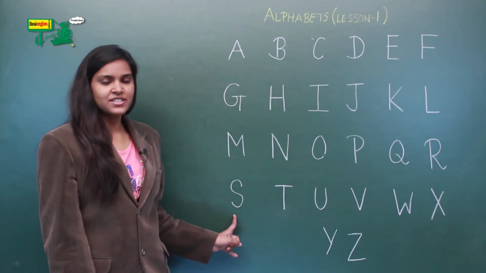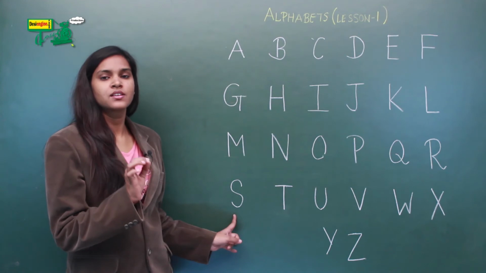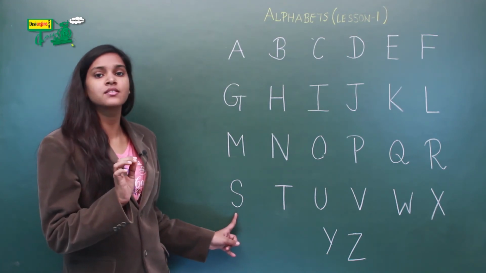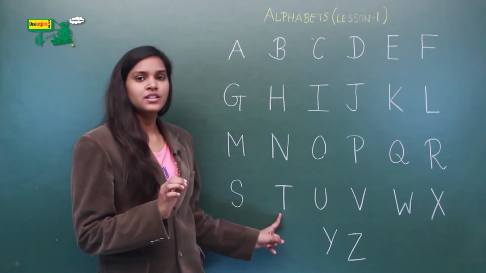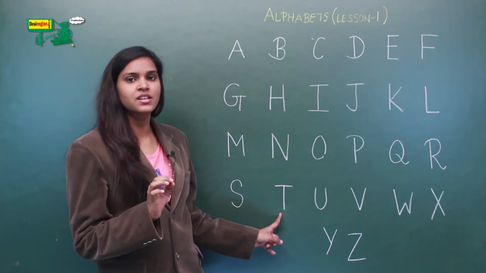The next alphabet is S and the sound that it makes is S, like the hissing of a snake. The next alphabet is T and the sound that it makes is T.